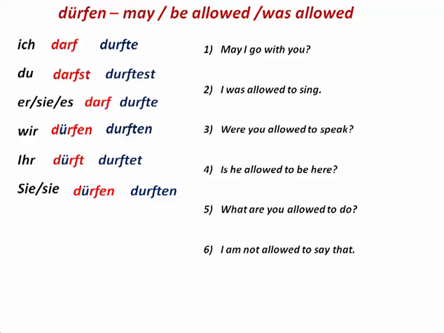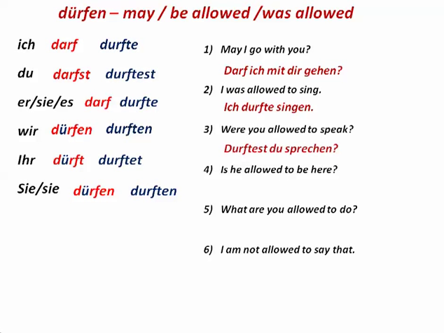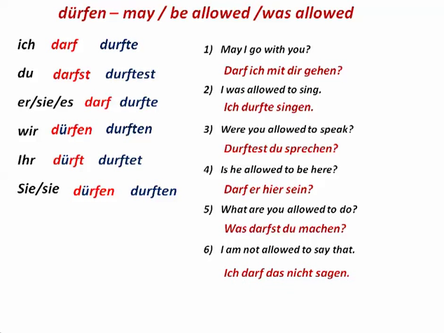Some examples. May I go with you? Darf ich mit dir gehen? Or mit ihnen, if you want to use the formal form. I was allowed to sing. Ich durfte singen. Were you allowed to speak? Durftest du sprechen? Is he allowed to be here? Darf er hier sein? What are you allowed to do? Was darfst du machen? And I am not allowed to say that. Ich darf das nicht sagen.